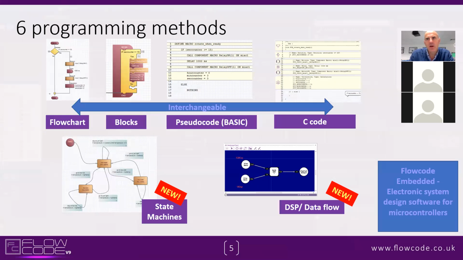Now, for version 9, we introduced really 2 new methods. The first is we've now got state machines, and state machines are a really cool way of developing some programs where you can really be certain that you've thought of all the different transitions in a system. And communications in particular is really good with state machines.